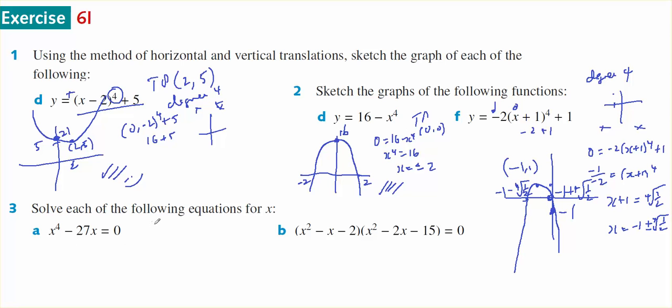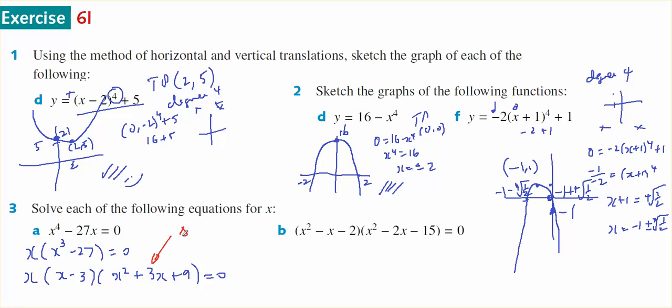Solve for each of the following in terms of x, so therefore I need to factorise. So I can take out a common factor of x. x cubed minus 27 equals 0. I can use the difference of two cubes: (x minus 3)(x squared plus 3x plus 9) equals 0. The discriminant of this quadratic is 9 minus 4 times 1 times 9, which is negative, therefore that can never equal 0. So when x equals 0 or when x equals 3, they're my two solutions.